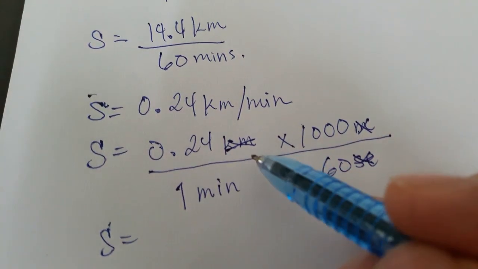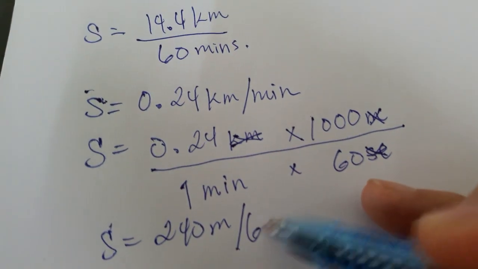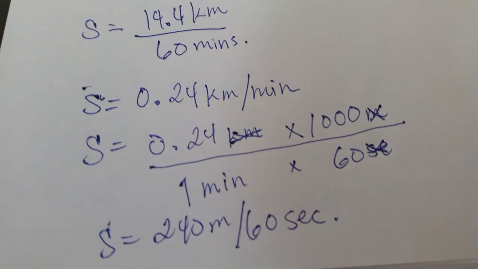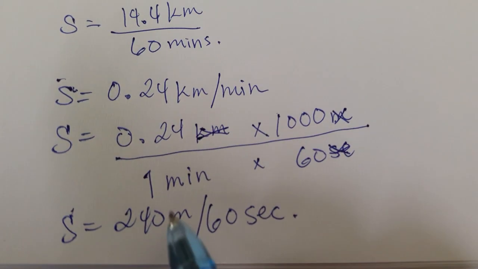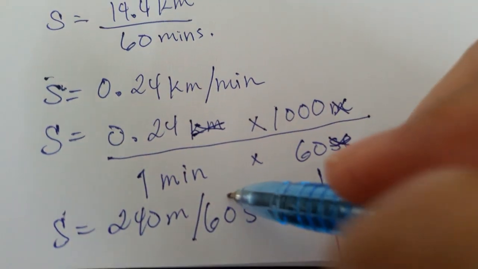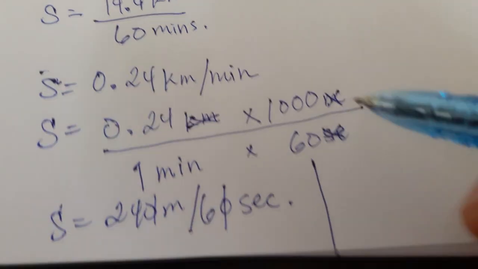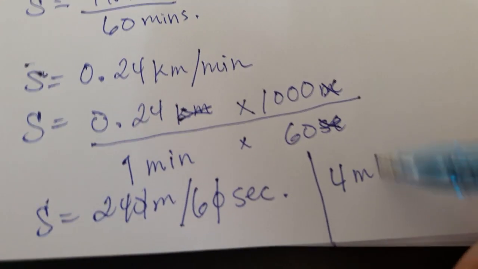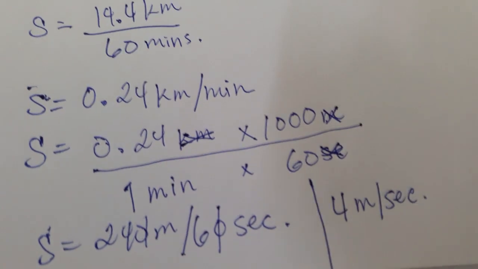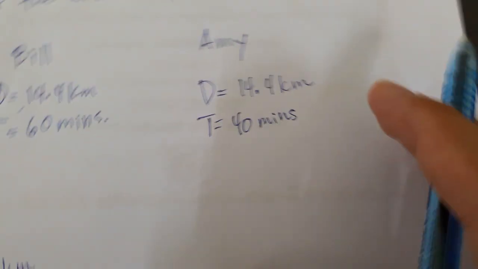So what is the average speed? We have 240 meters per 60 seconds. So we have to divide it. Simplify. 0 and 0. 24 divided by 6 is 4 meters per second. That was the average speed of who? Bill. Okay, next one. Let's go for Amy.